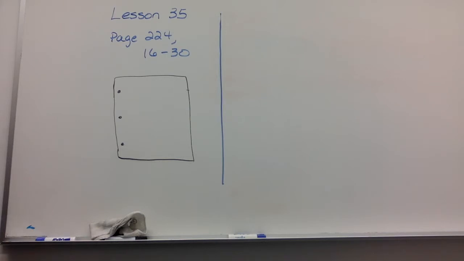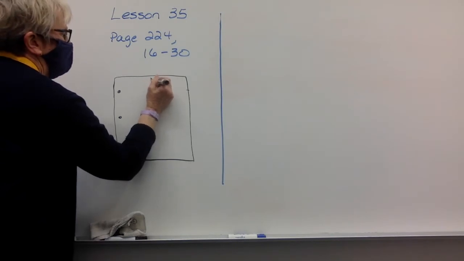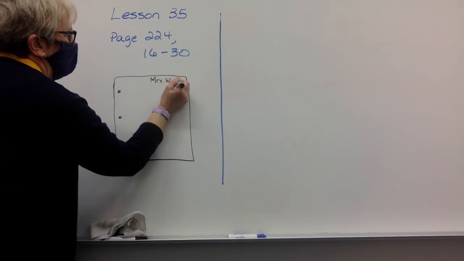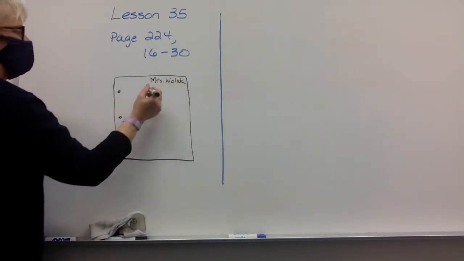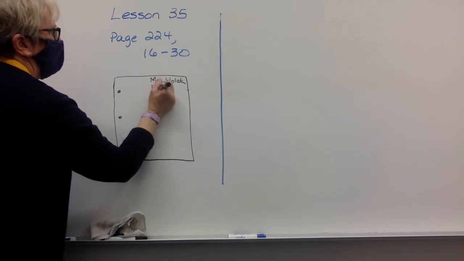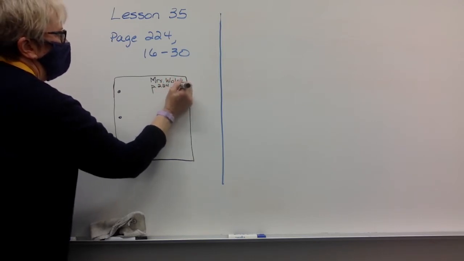The first thing I'd like you to do is make sure you're labeling your paper like a middle schooler. So Mrs. Wallach is going to demonstrate here. Always put your first and your last name up in the upper right hand corner of your paper, and also please put your assignment that you're working on so you and the teacher know what you're doing. So that's page 224, and we are going to do problems 16 through 30.